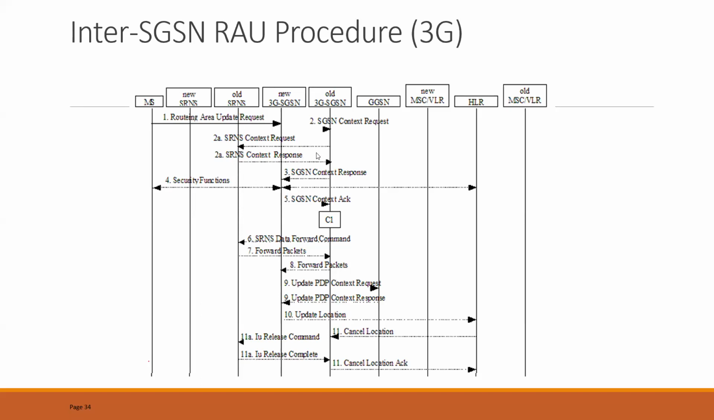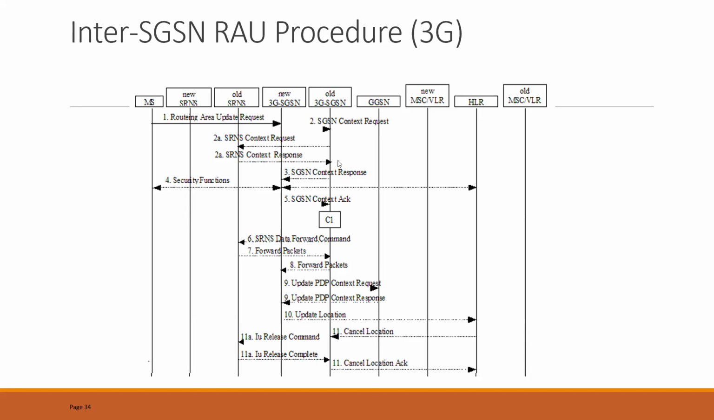So the main difference here is basically this additional communication of SRNS data forward packet. So you send a routing area update request to your SGSN. SGSN will get the context information from the old SGSN, and then this old SGSN will get the context information from the old RNC as well. For example, you have a bearer ID, you have the details of the bearer, you have details of the context saved in the RNC as well. So you need to send this information to the new RNC as well. So you get the context information from the old RNC as well.